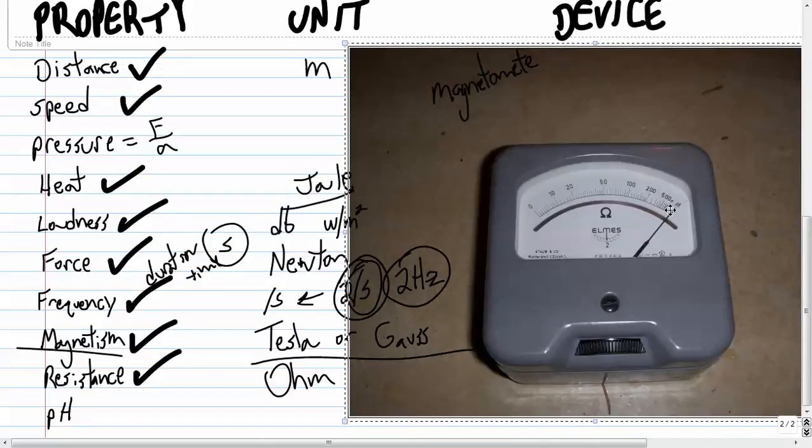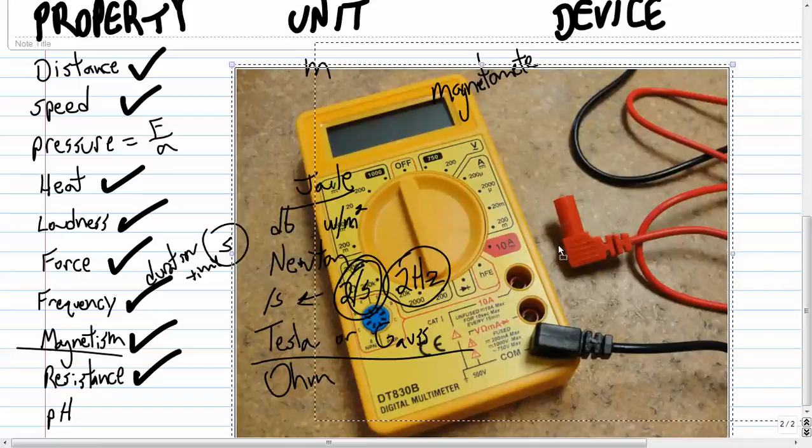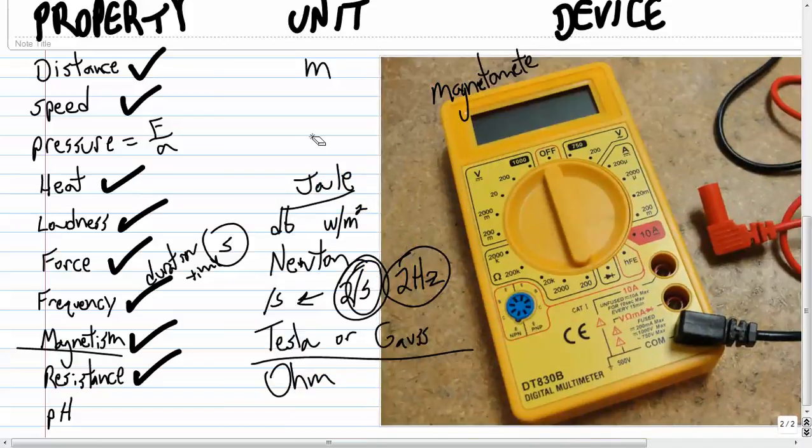This one goes from 0 to, looks like 500 ohms. And you'd use this on the wiring of your house or something. But there are also devices like this one. This thing is made to measure lots of different electrical stuff. If you have it set right here, it's measuring volts. If you have it set here, it's measuring resistance. If you have it set here, it's measuring current. We'll talk about all that in a minute.